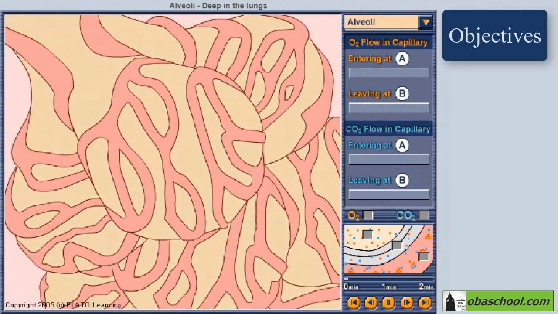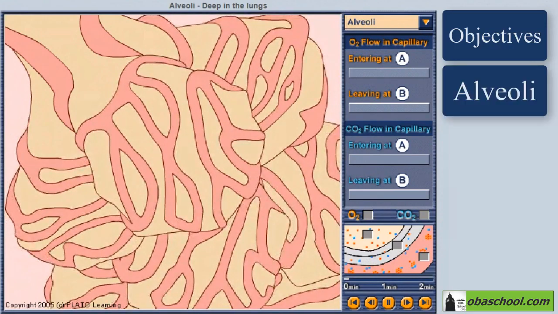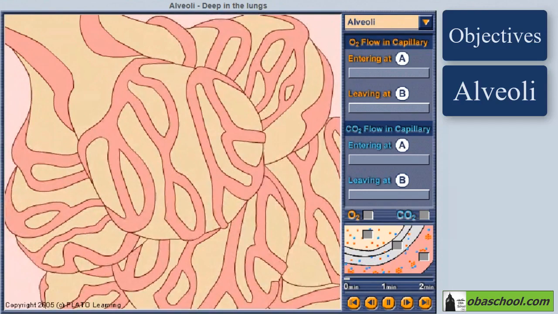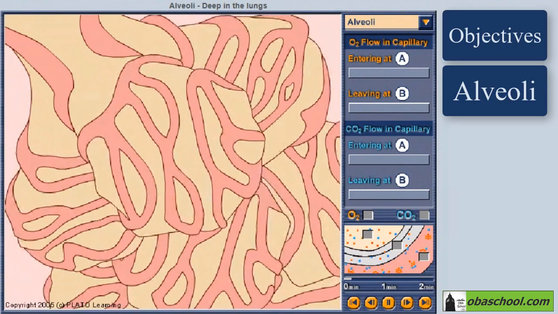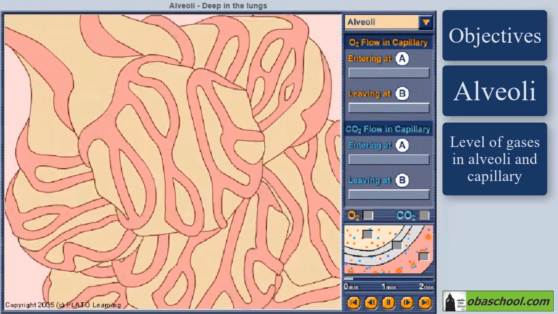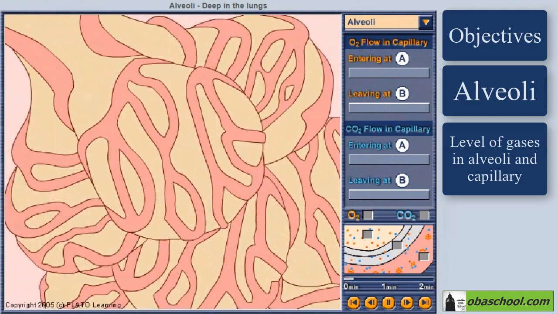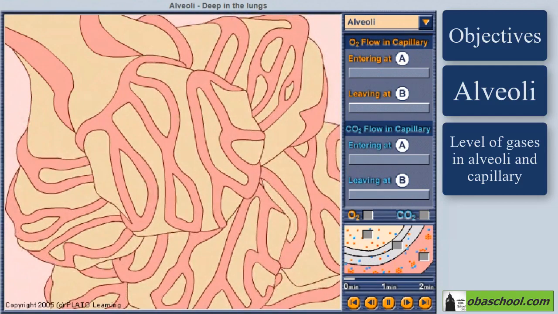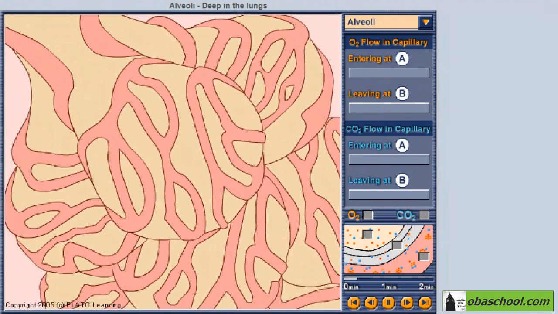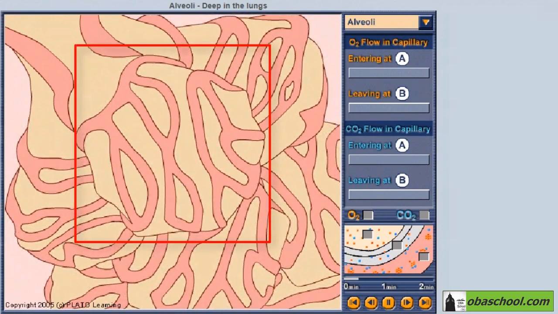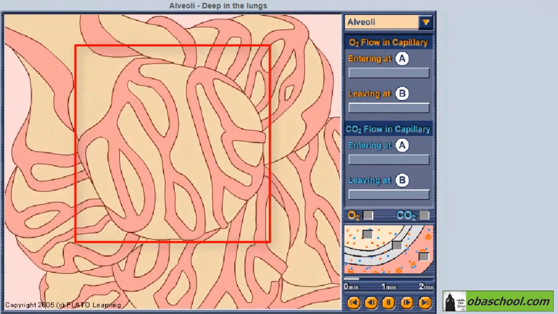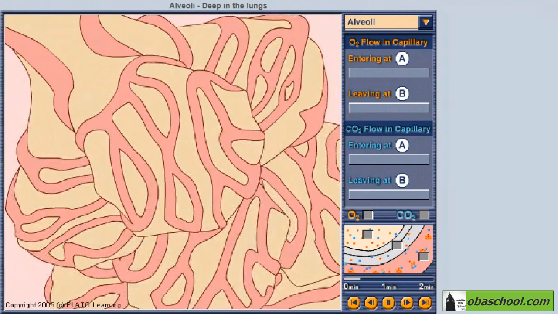In this simulation, we are going to see the alveoli in the lungs of someone who is resting, and we are going to investigate the level of gases in the alveoli and capillary. Just a quick reminder of what an alveolus is. Alveolus is the singular word of alveoli.